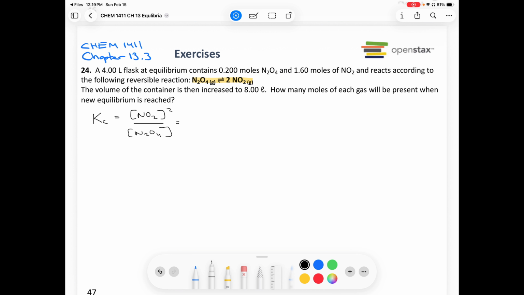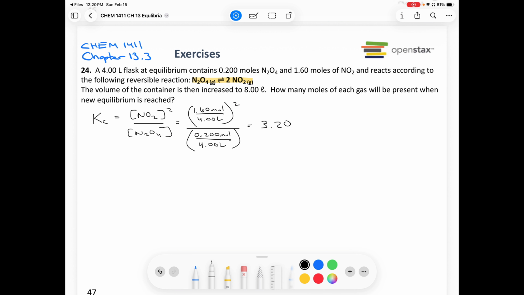They've given us the number of moles of the NO2, which is 1.60 moles. The flask has a volume of 4 liters, and we're going to square all that, and we're going to divide that by the concentration of our N2O4, which is 0.200 moles per 4 liters. There you go. And when you do that calculation, you get the Kc when we're at equilibrium is 3.20. So there's our K value.